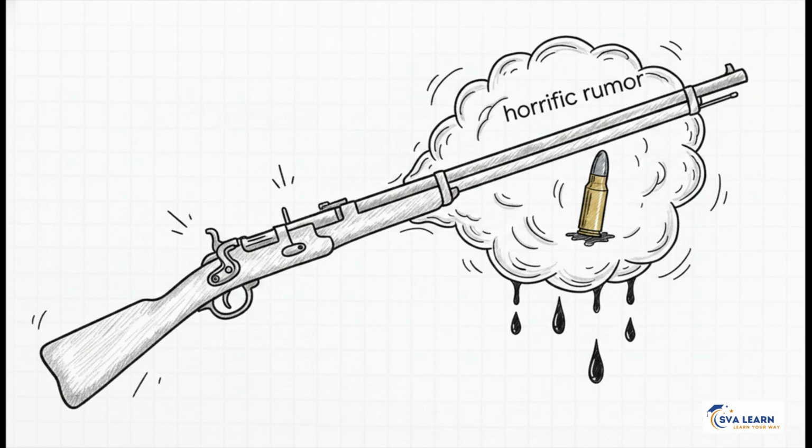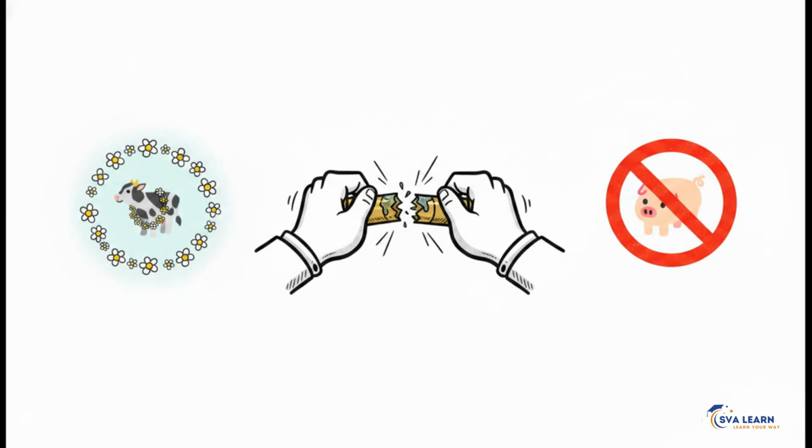It was a horrific rumor that spread through the barracks like wildfire. The rumor was that the cartridges used in these new rifles were heavily greased with cow and pig fat. And this perfectly illustrates why it was the absolute breaking point. It directly and simultaneously attacked the deep religious beliefs of both major groups in the army. For Hindu soldiers, cows are considered highly sacred. For Muslim soldiers, pigs are religiously prohibited.